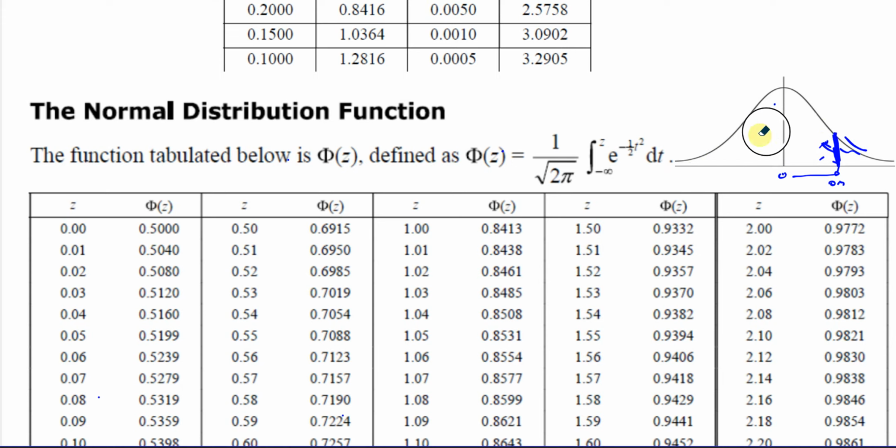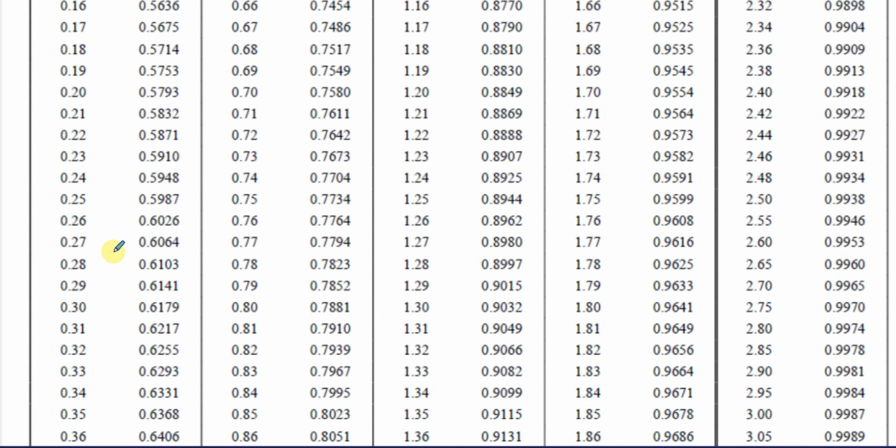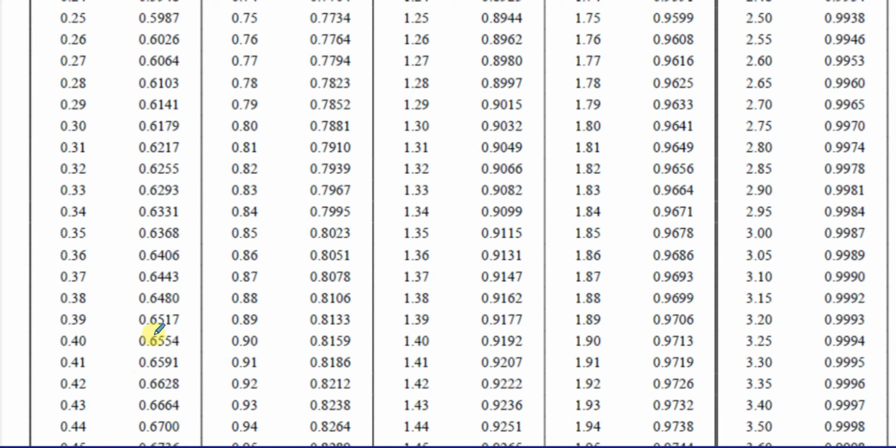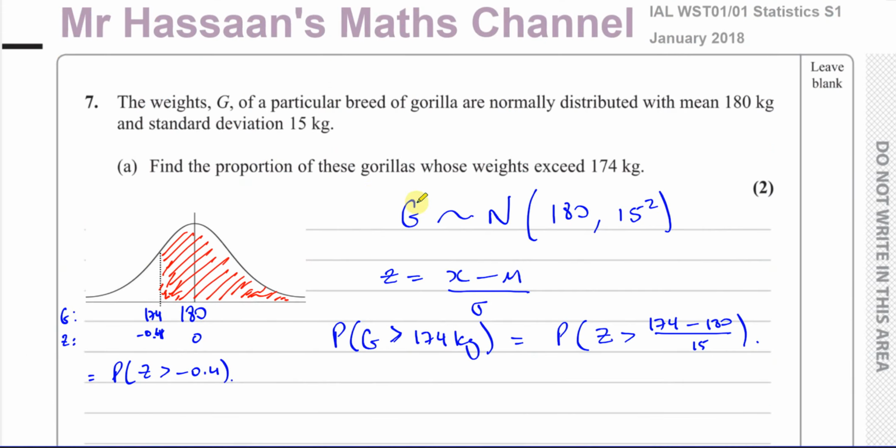So if I go to 0.4 and find the area to the left of 0.4, which is this area here, that's the same as the area to the right of negative 0.4, which is what I'm looking for. So all I have to do is go to 0.4, and this is the area to the left of 0.4. This is going to be my answer, 0.6554. That will be the proportion of the gorillas who have a weight greater than what we were looking for. So let's just come back here.